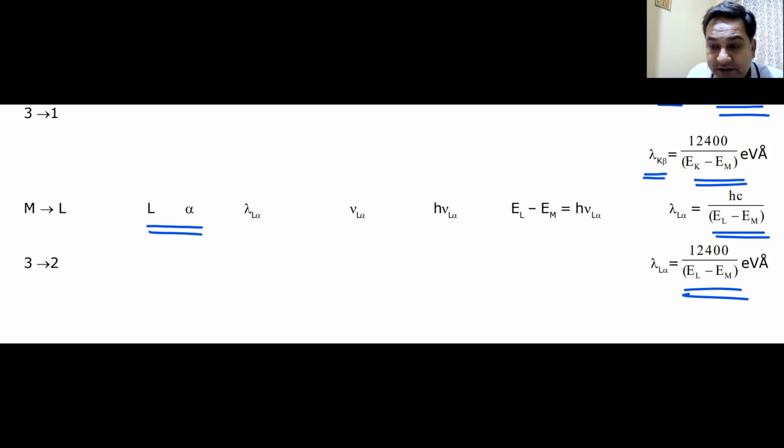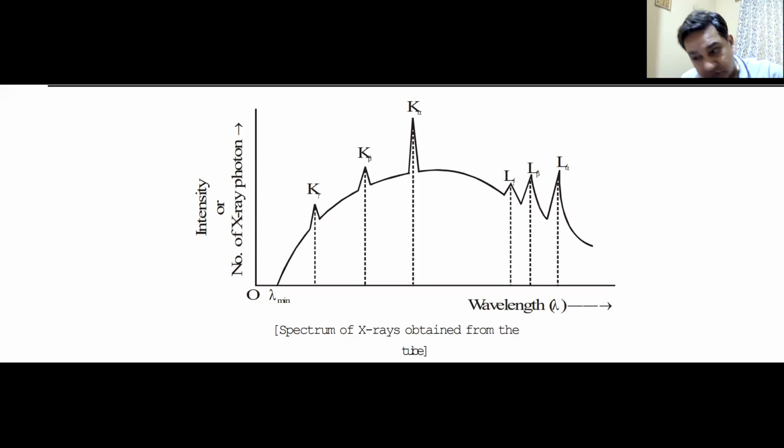I'll give you a minute to note everything down. It's already there in your sheet, so you can very easily see it. And now we have the entire picture of what the spectrum of X-ray would look like. Have we noted down this formula? Done? Then, this diagram is the most important diagram, and many questions will come on this diagram.